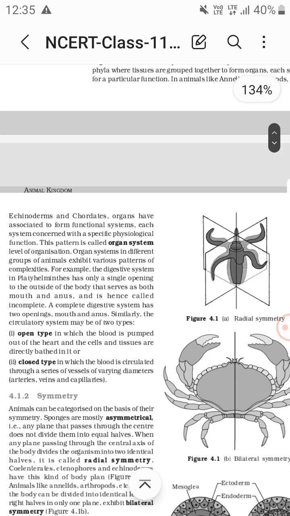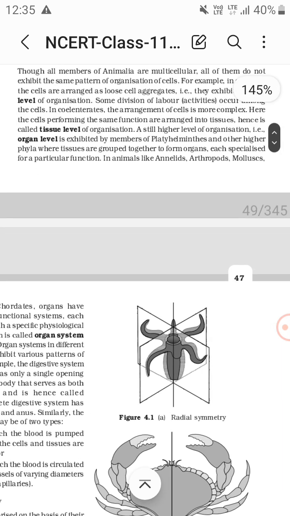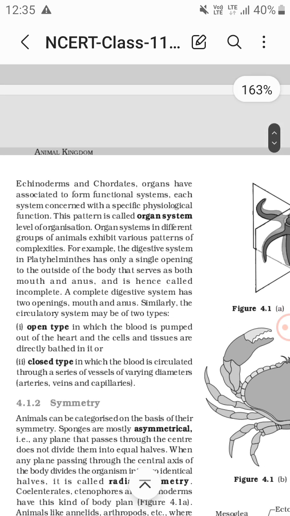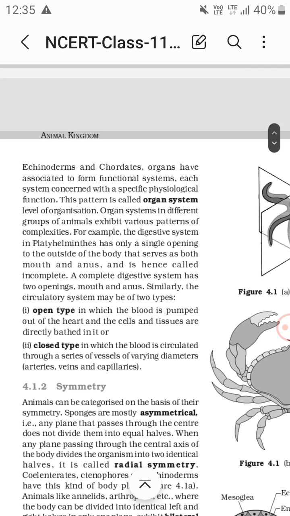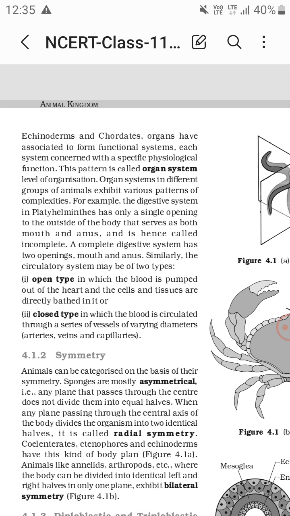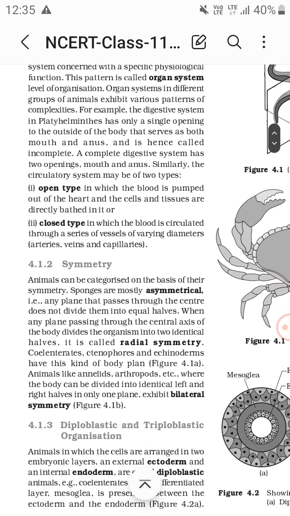Now there is organ system. What is that organ system? In animals like annelids, arthropods, molluscs, echinoderms, and chordates, organs have associated to form functional systems. Each system is concerned with a specific physiological function. This pattern is called the organ system level of organization.